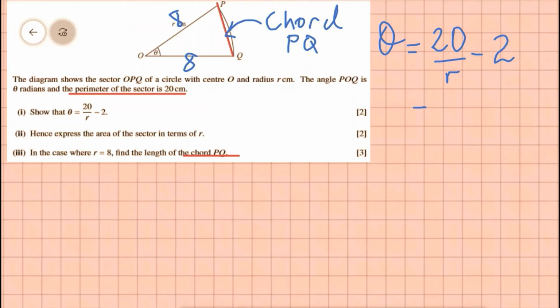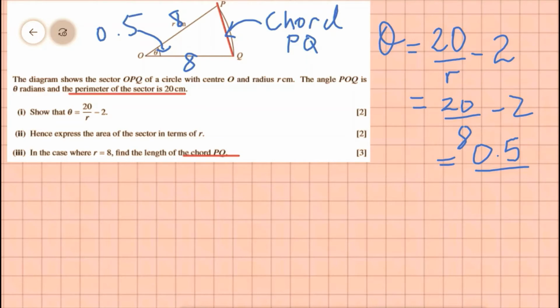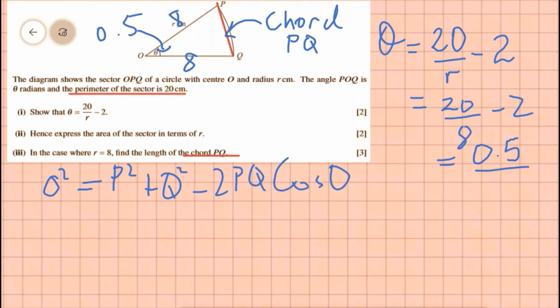The first thing, I calculate my theta. So this is going to be 20 over my 8 minus 2. And if you do this on your calculator, you'll see this gives 0.5. So it means this angle here, which is your theta, is 0.5. Now, to get the opposite side, we know that's the triangle, and from IGCSE, we can see we need to use the cosine formula. So you need to remember your cosine formula: a squared is equal to b squared plus c squared minus 2bc cos A. All right. So remember the cosine formula.